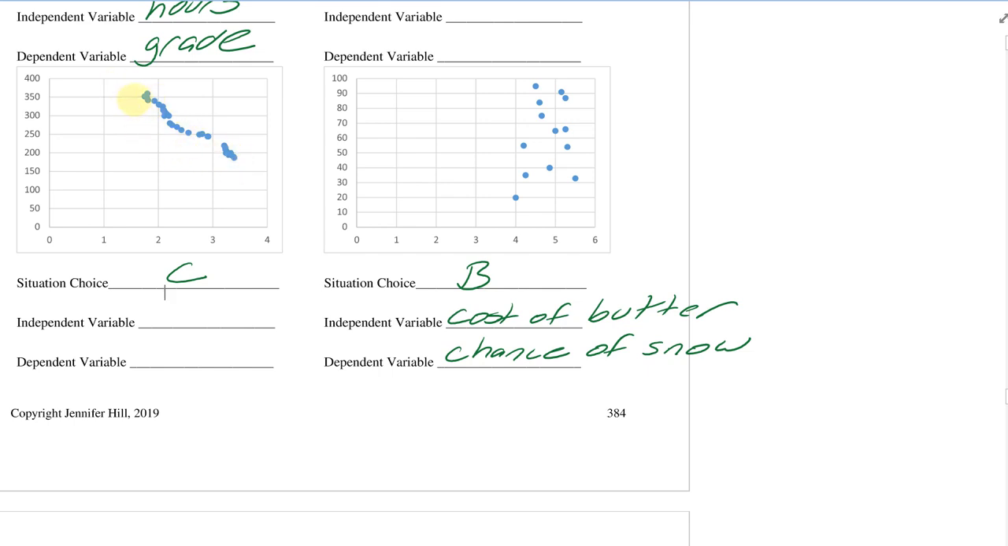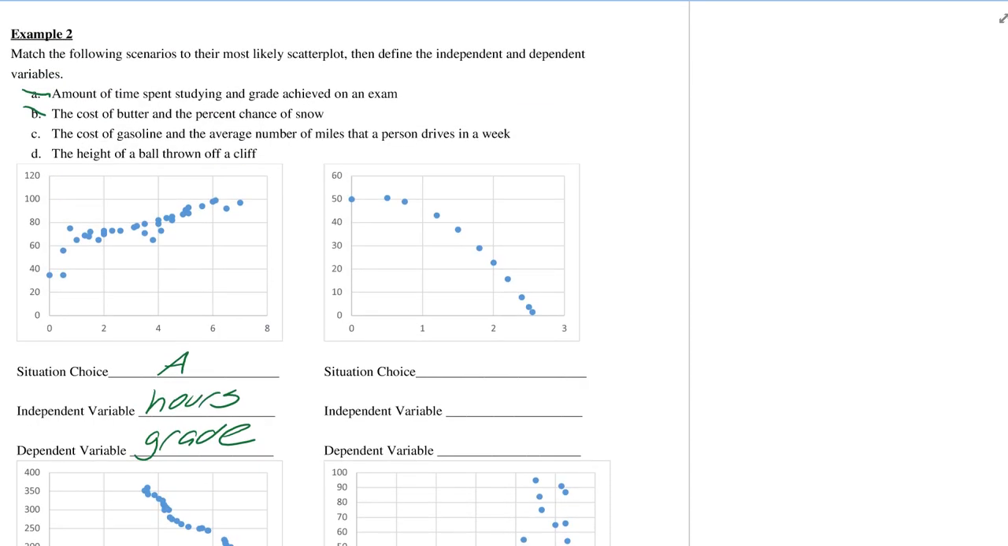And notice how this is a pretty tight correlation, but it's not perfect. So this would be that situation. The independent variable will be the cost of gas, and then the dependent variable is how much you drive, or miles driven, I guess. Which leaves, by process of elimination, this one to be D.